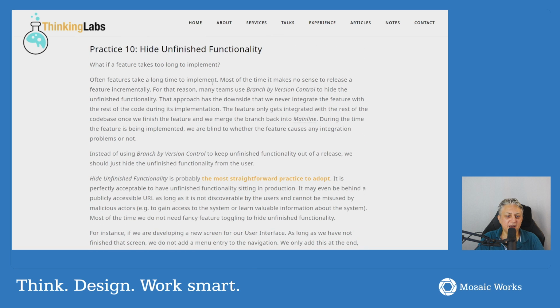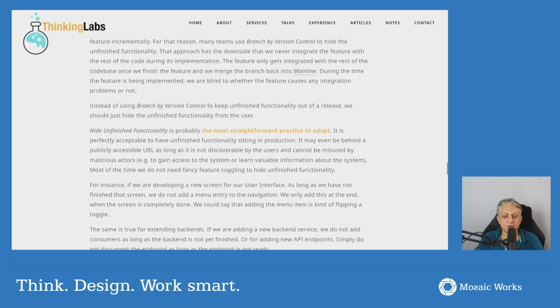Practice 10. Hide unfinished functionality. Often features take a long time to implement. Most of the time it makes no sense to release a feature incrementally. For that reason, many teams use branch by version control to hide the unfinished functionality. That approach has the downside that we never integrate the feature with the rest of the code during its implementation.